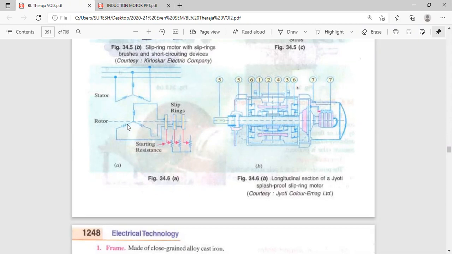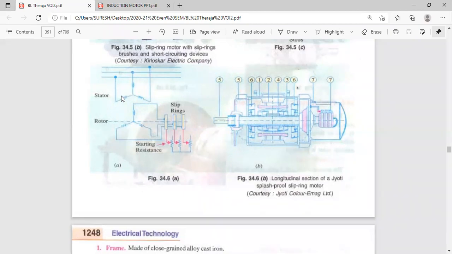Now in the rotor windings, EMF is induced. Please remember, this stator winding is used only to generate the magnetic field. If you want to write, you can write. Stator windings is used to generate the flux only. And this flux is rotating at constant speed.